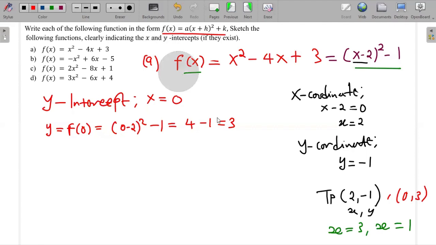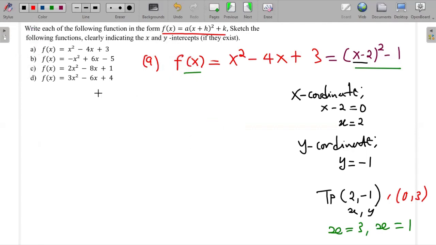Okay, so once we do that, it means we can sketch this because we have everything that we need in order to sketch it. Someone says the shortcut for the y-intercept is to just get the number, which is 3. Yes, so you just look at the constant there, that will be the y-intercept.